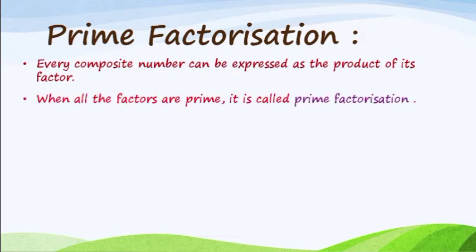Let us have a look at the point. When all the factors are prime, then only we call the relation prime factorization. If a number is written in such a way that all the factors are prime numbers joined with multiplication signs, then we say that these are the prime factors of the given number. Let us have a look at an example.